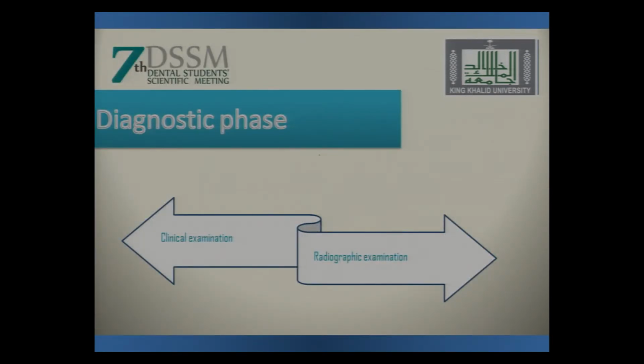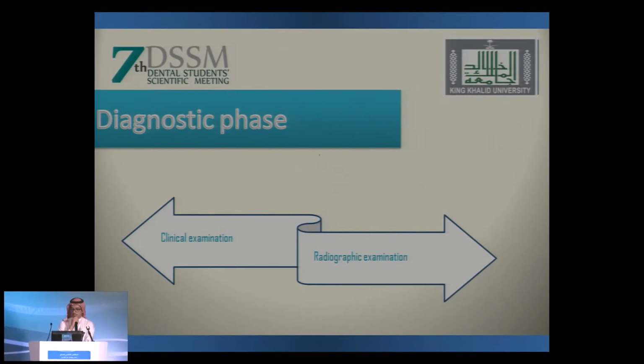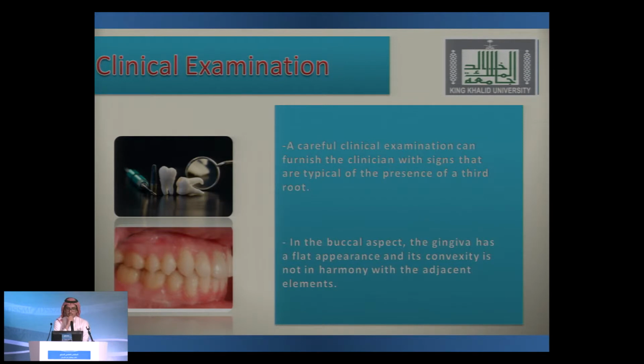Diagnostic phase: clinical examination and radiographic examination. Clinical examination. After you check the chief complaint and the medical history, you can examine the patient clinically, and you can observe clinically if there are 3 separated roots. A careful clinical examination can furnish the clinician with signs that are atypically present with a third root.